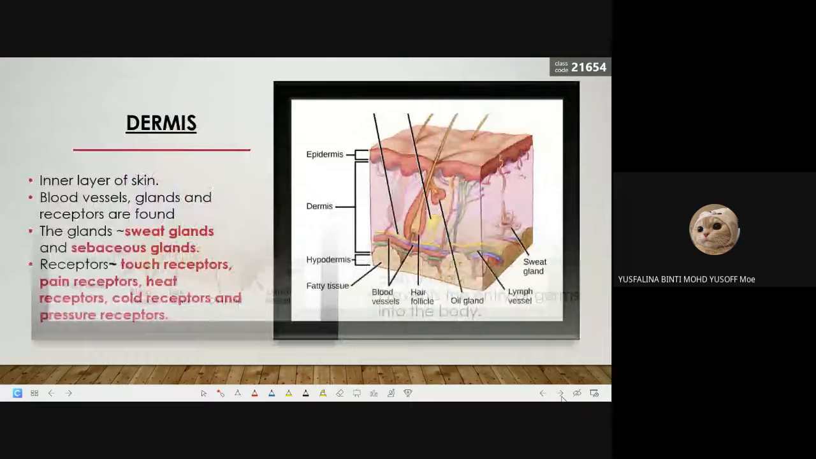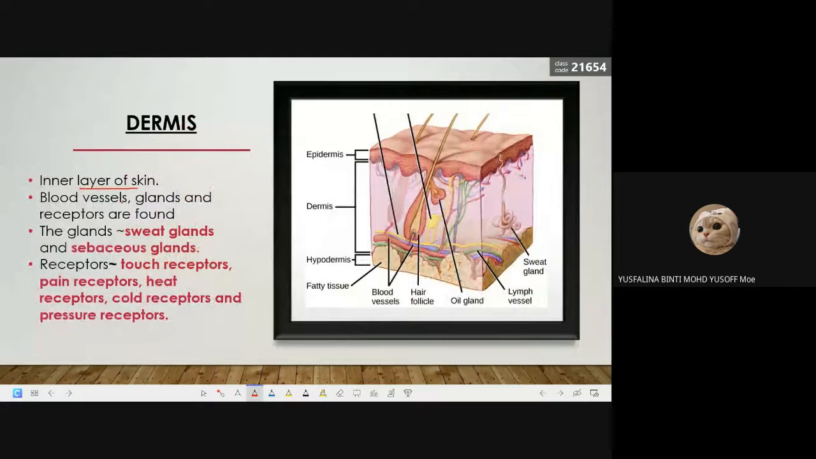So dermis is the inner layer of skin. Blood vessels, glands, and also the receptors are found here. So the glands, what glands? Sweat glands. Sorry, sweat glands. So every time you play soccer, let's say, there will be sweat coming up from your skin. That is what the glands actually produce. They also have the receptors: touch receptor, pain receptor, heat receptor, cold receptor, pressure receptor. So there are five receptors.